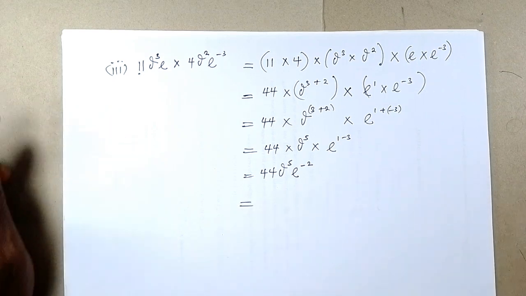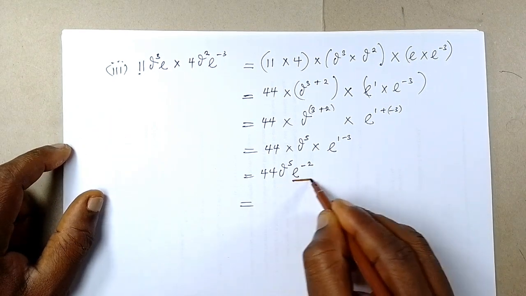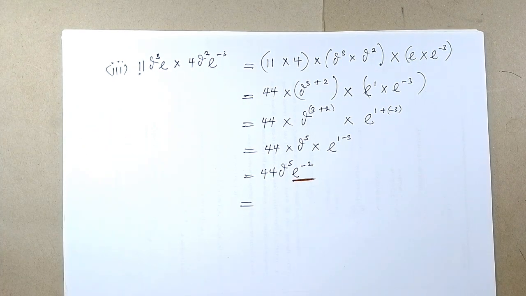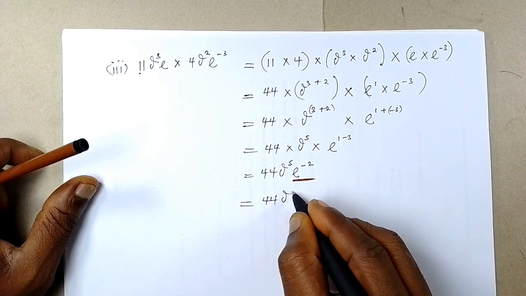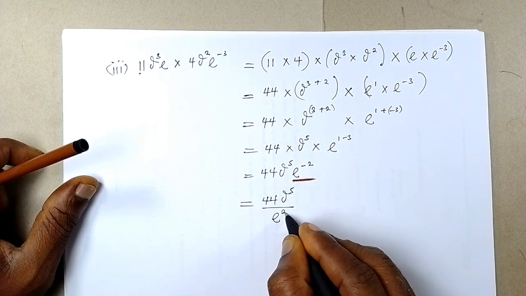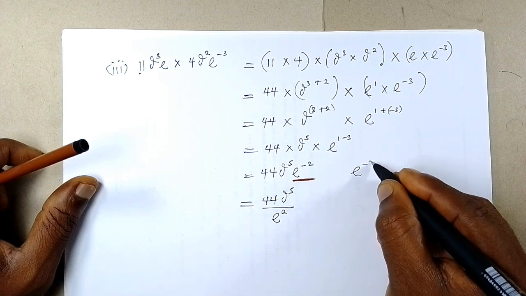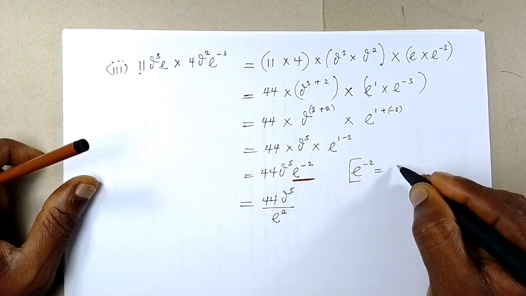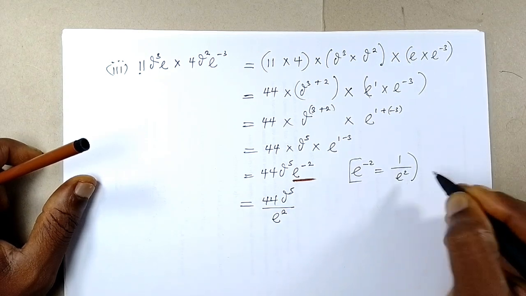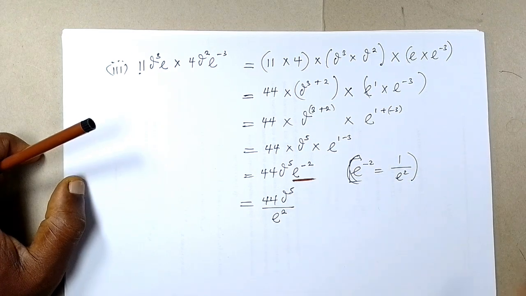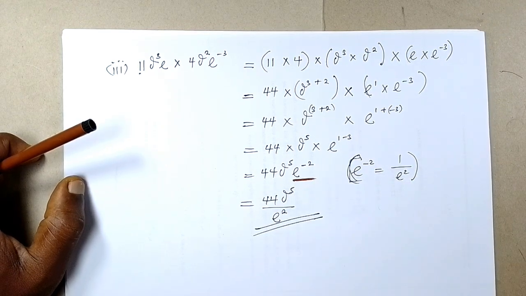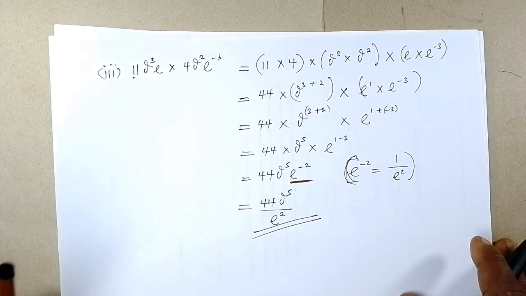Now, take note, by the law of negative index, this can be transformed to becoming 44 d raised to power 5 all over e squared, because e raised to power minus 2 is equal to 1 over e squared. So that is what you are going to have. Okay, so this will be your final answer. Now, so go over it again. Let's now move over to the next problem.